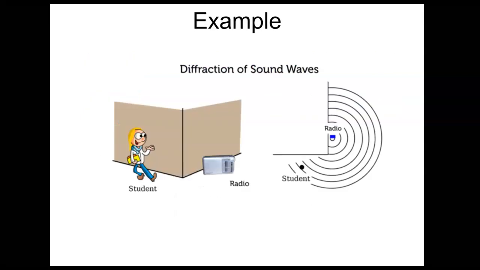Okay, so here you can see a sound wave diffracting around a corner. There's a radio playing a sound wave. Because the wavelength of the sound wave is comparable to the size of the corner of the wall, you get this diffraction effect. But because the wavelength of light is so much smaller than that, you don't really get a lot of diffraction, and so the student cannot see the radio around the corner, but they can hear it. The sound wave also probably travels through the wall a little bit, but it can also spread out past the wall because of diffraction, as you can see.